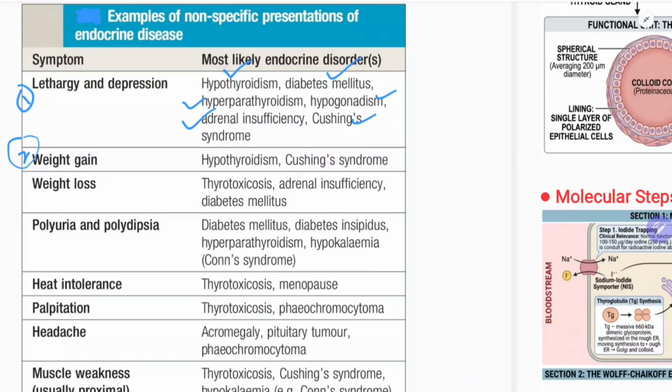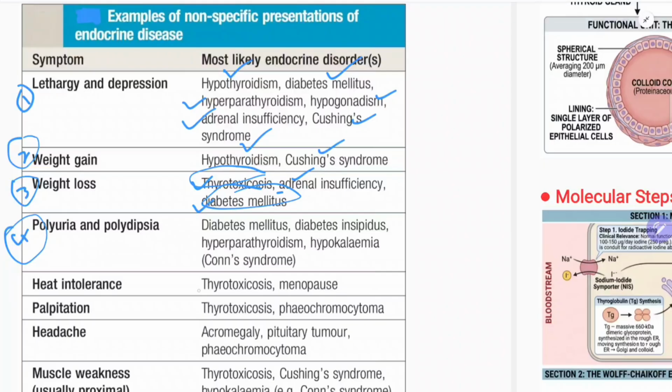Second is weight gain. So thyroid gland or adrenal gland abnormality like hypothyroidism, Cushing syndrome can cause weight gain. Third is weight loss. So thyroid gland or adrenal gland or the pancreatic beta cells disorder can cause weight loss. For example, like thyrotoxicosis, adrenal insufficiency, and diabetes mellitus. Common is this thyrotoxicosis and diabetes mellitus.